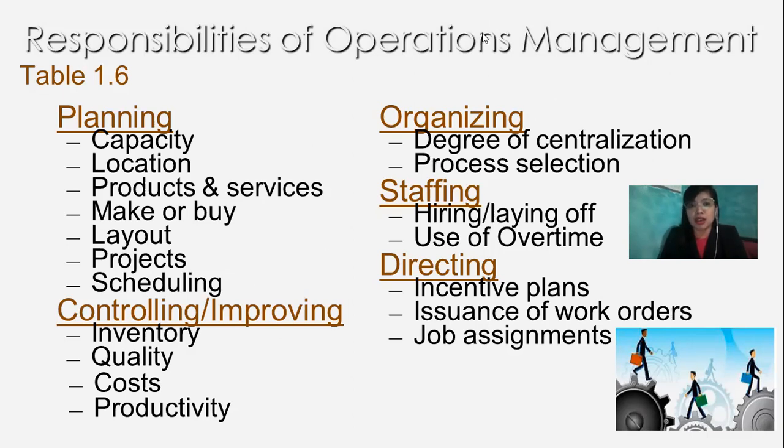Organizing responsibility: we have the degree of centralization. These are the activities to be organized and the process of selection. For staffing, we have the use of overtime. For directing, incentive plans, issuance of work orders and job assignments. And for the controlling, we do inventory, quality, cost, and productivity.